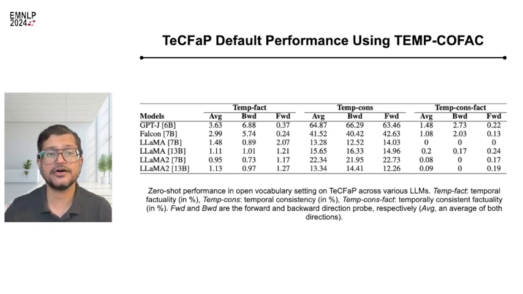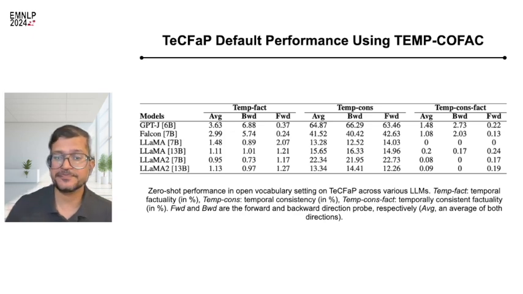And this we carry out in both the backward and forward directions. And then we average it out to get the average performance across both these directions. What we find is the performance of these mid-sized LLMs for this task is quite unsatisfactory.